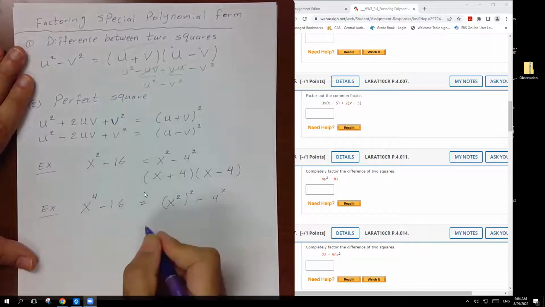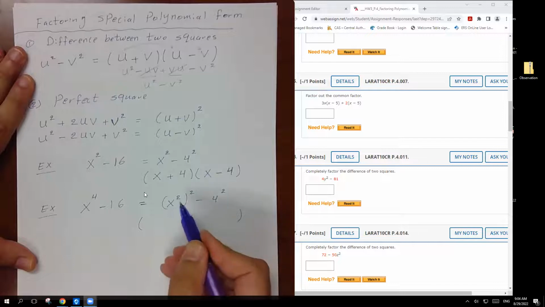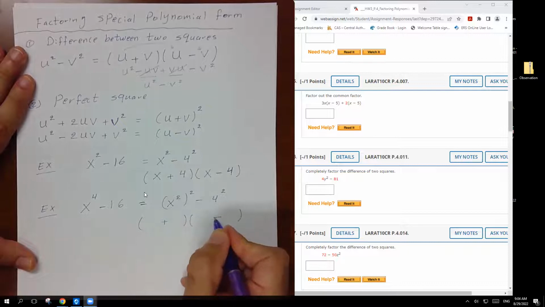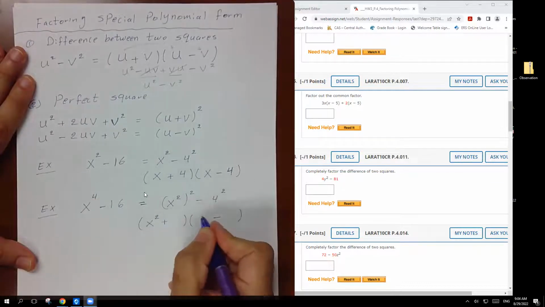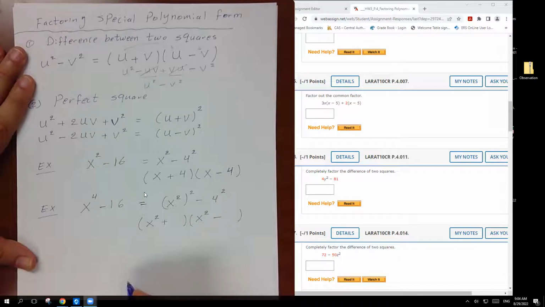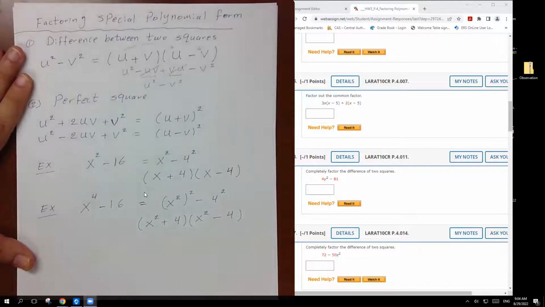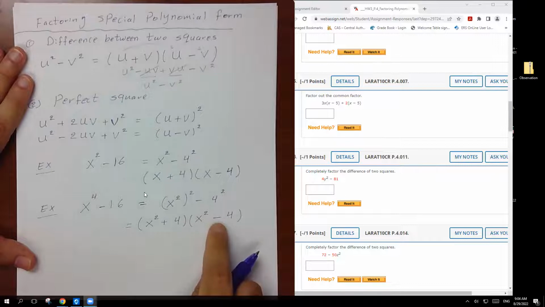So I'm going to open two parentheses, so you don't have to do these steps. This is squared and this one squared. I'm going to say one plus, one minus. x to the power 4 is going to be x squared here and x squared here. And the 16 is going to be 4 here and another 4 here. Again, I told you, always check the parentheses with the negative sign. This one is also the difference between two squares.